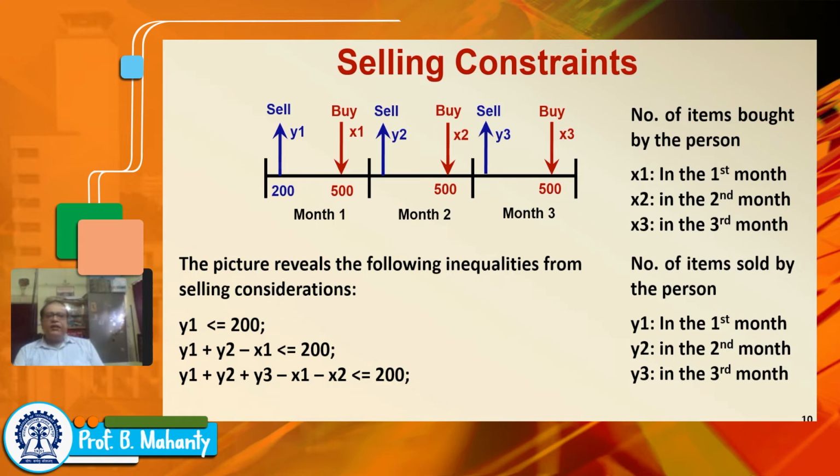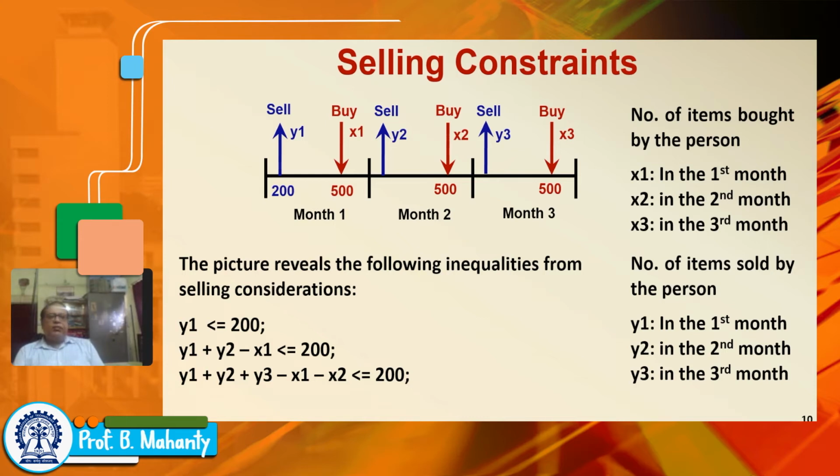And if we extend it further, you will then get y1 plus y2 plus y3. That is the total sale over the 3 months, and x1 and x2, which is the total purchase, because up to this point we are calculating, not what you buy towards the end. Then that also has to be less than or equal to 200. So that gives us the selling constraints. So next comes the buying constraints.